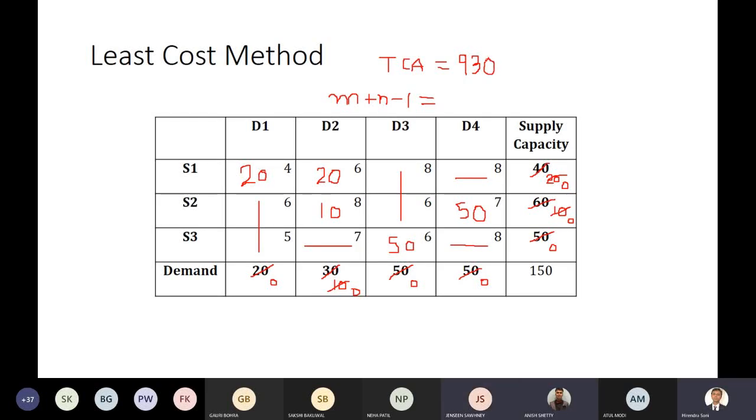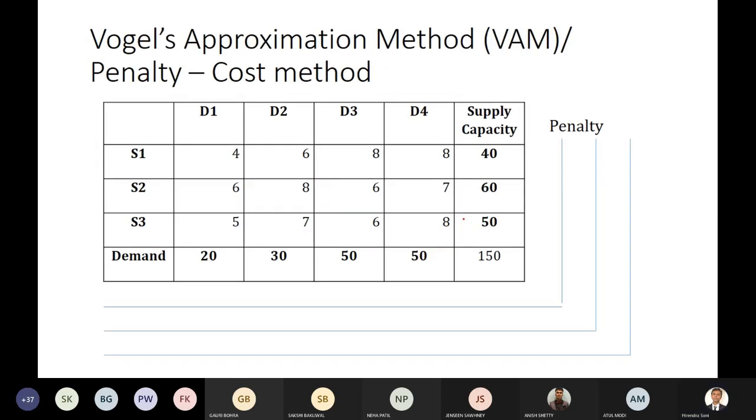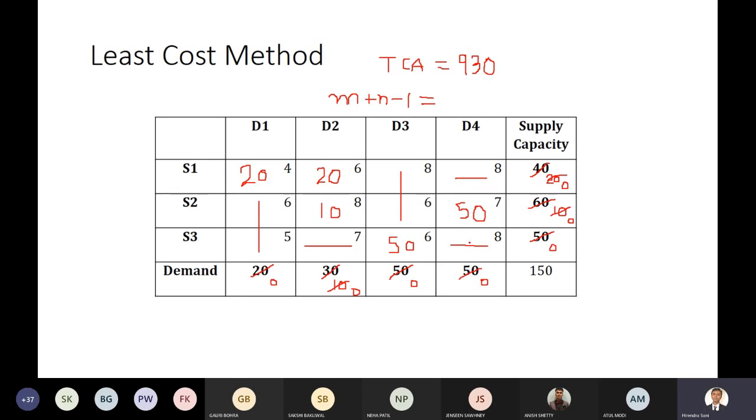Sir, one question. In S2D3 and S3D3, why did you take the lowest one, the below 6, and not the above 6? See, if I would have taken this cell and allocated 50 here, then this 50 would have come in this cell, which is a higher cost cell. Correct? For this reason I deliberately took it here instead.